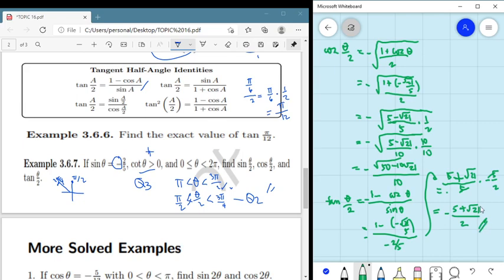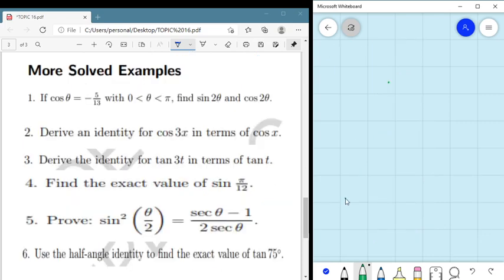Now my final answer for example 3.6.7. Okay, so let's proceed to more solved examples. Example number 1 is if cosine theta is equal to negative 5 over 13 with theta between 0 to pi, find sine 2 theta and cosine 2 theta. So somewhere in quadrant 1 and quadrant 2 because theta is between 0 and pi.